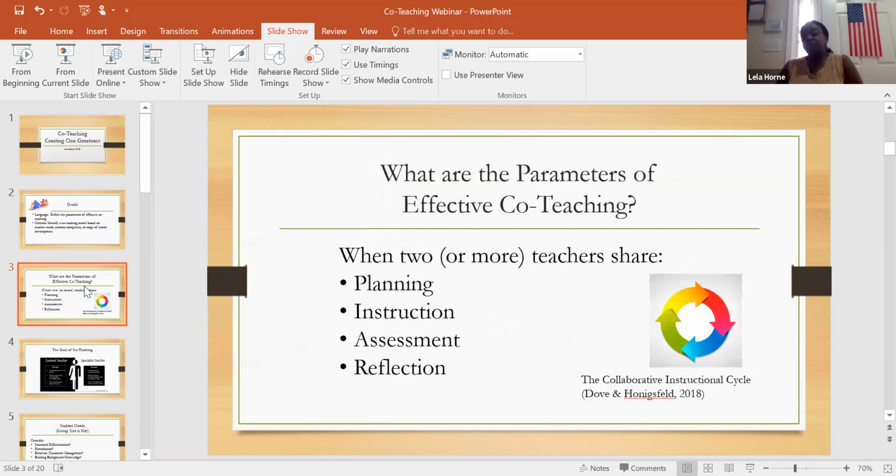So what are the parameters of co-teaching? Well, we want to be able to plan, instruct, assess, and reflect. Of course, today's session is based on instruction only. We did touch on the other parts. Certainly, it's all part of co-teaching. You have to be involved in the planning stage. You have to be involved in assessment and reflection. But today's session certainly was focused on the instruction. How do you tease apart those nuts and bolts? What do we do when we're in the classroom?